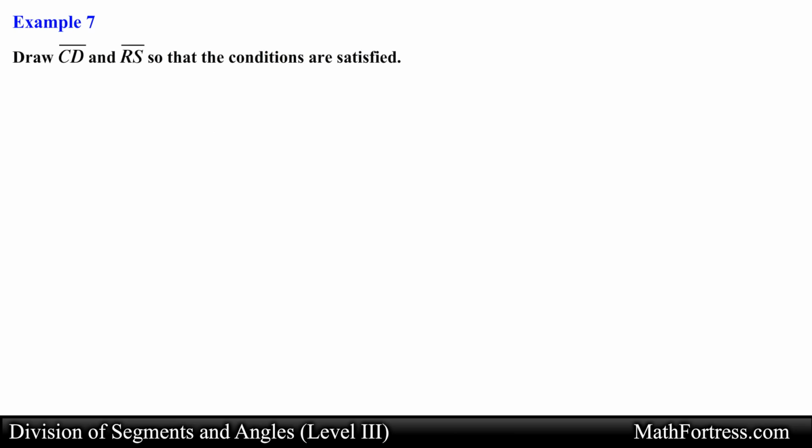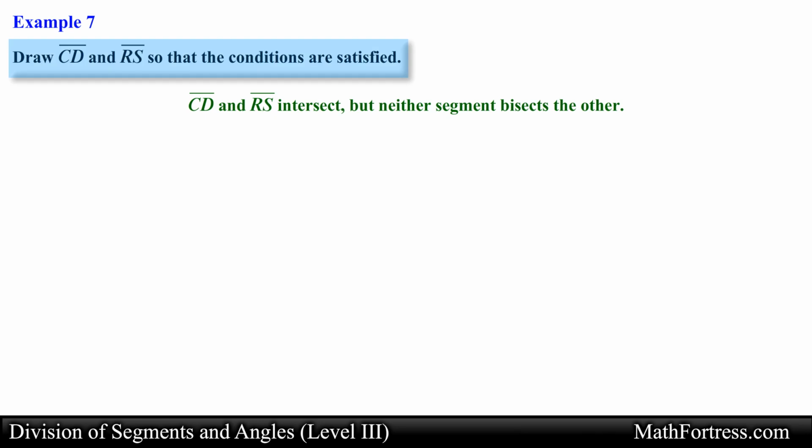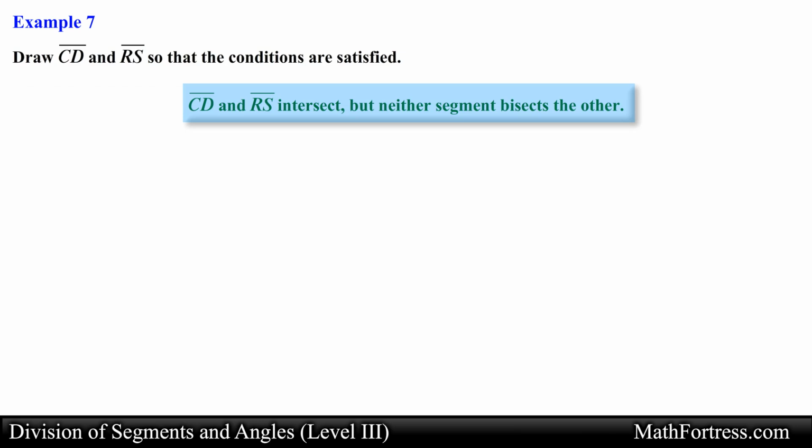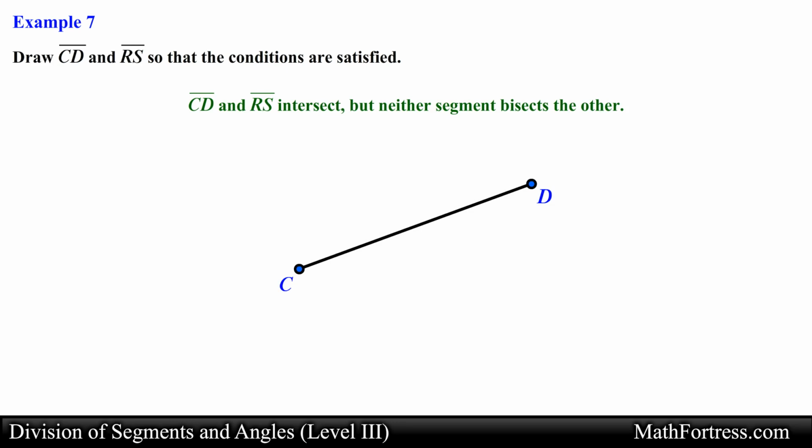Draw segment CD and segment RS so that the conditions are satisfied. Segment CD and segment RS intersect, but neither segment bisects the other. In this problem, we are asked to draw a diagram so that the given conditions are satisfied. The condition states that segment CD and segment RS intersect, but neither segment bisects the other. Let's start by drawing segment CD.